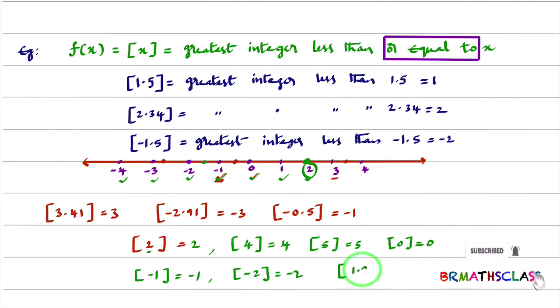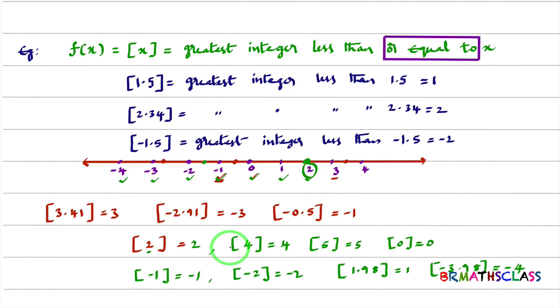So last two examples. Step 1.98, what is it? It is in between integers 1 and 2. Left hand side 1 is there. So answer is 1. Step minus 3.98. It is in between minus 4 and minus 3. So left hand side what number is there? Minus 4 is there. I hope you understand how to calculate greatest integer values.